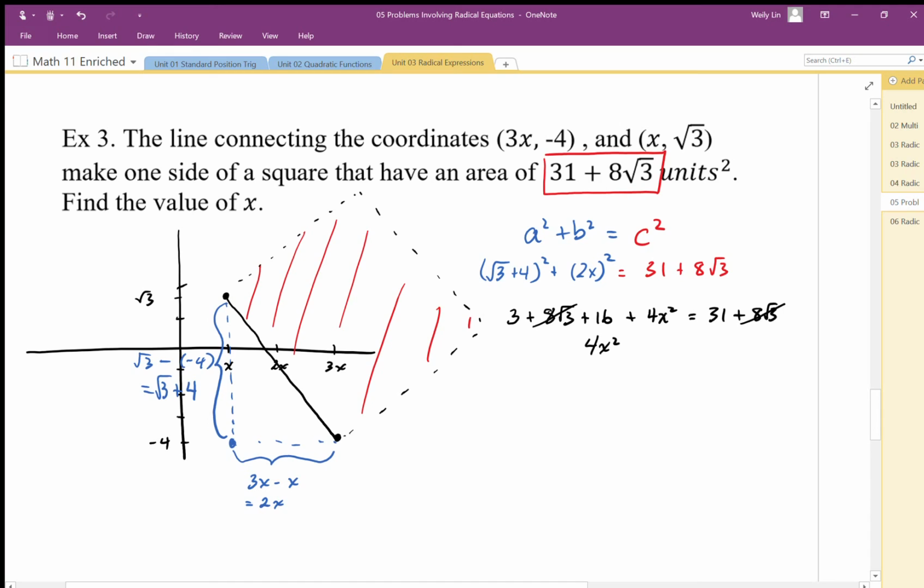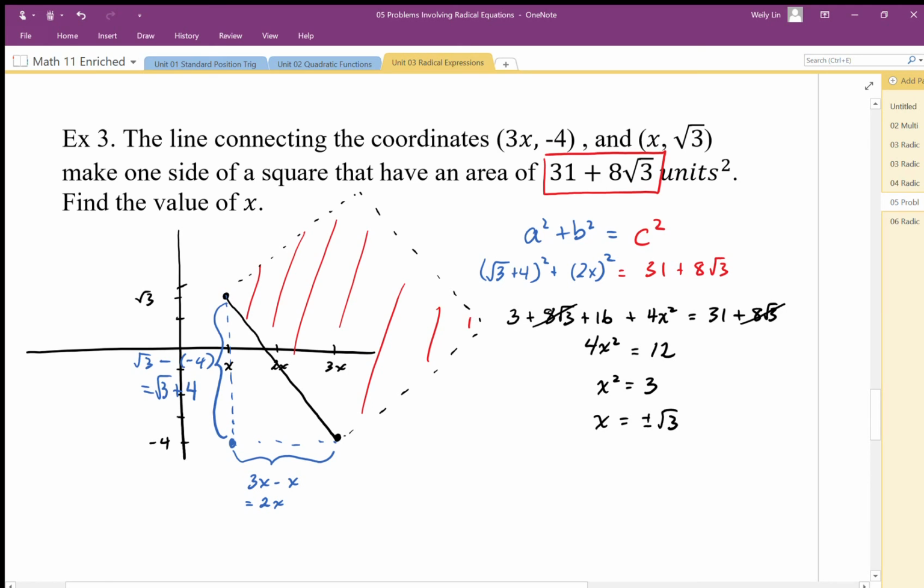So I get 4x squared. I'm going to subtract 19 from both sides. So I'm going to be left with 12. Okay, I think that's right. 31 minus 19 is going to give me 12. Divide both sides. And I get x is equal to plus minus square root 3 when I solve for x.